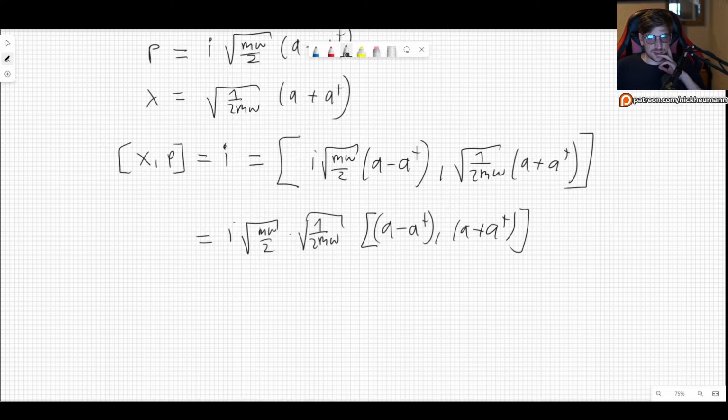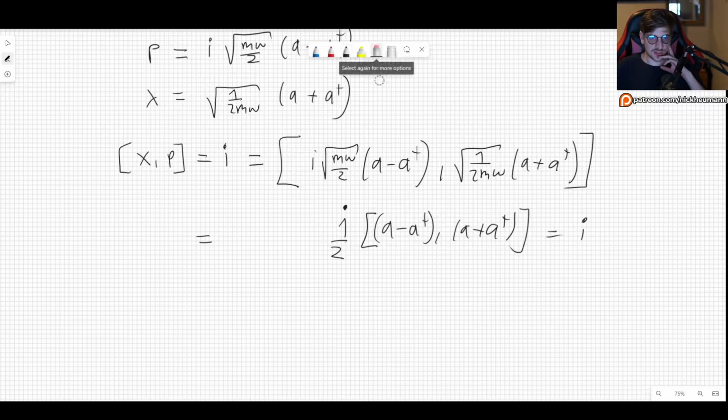And let's see, so here we can cancel a few things out. So m omega, they cancel out, and we have just 1/2. So we have i over 2, and this has to be equal to i. So of course we can just divide by i, and we just get that this is equal to 2. Now there's a few ways we can go about solving this commutator. You can multiply, just solve it explicitly.